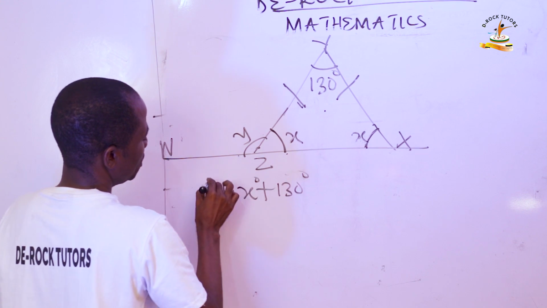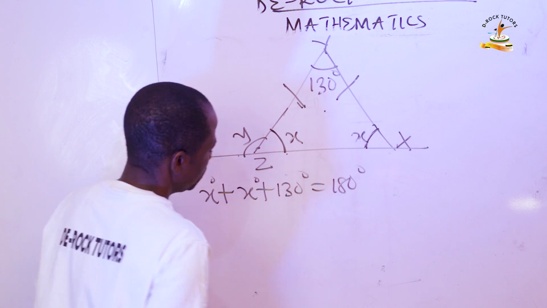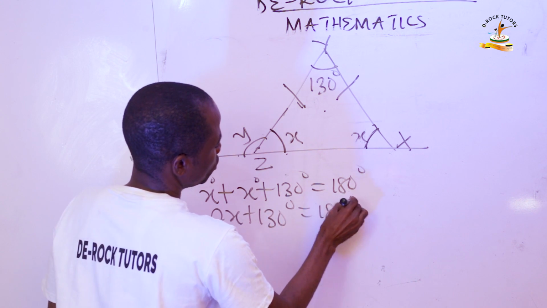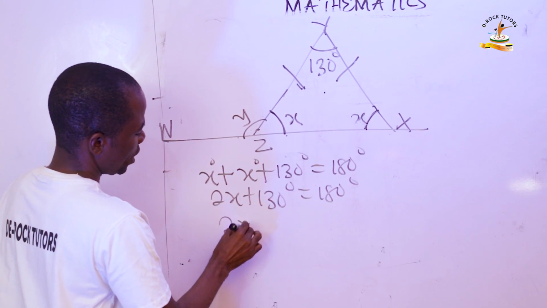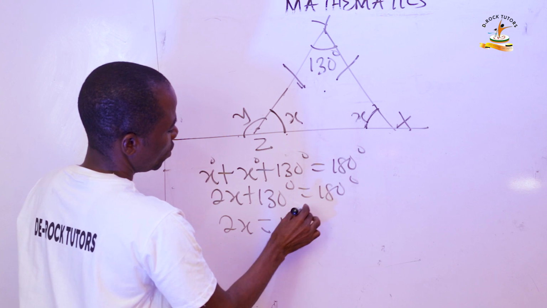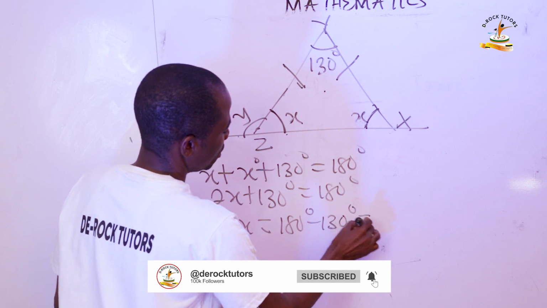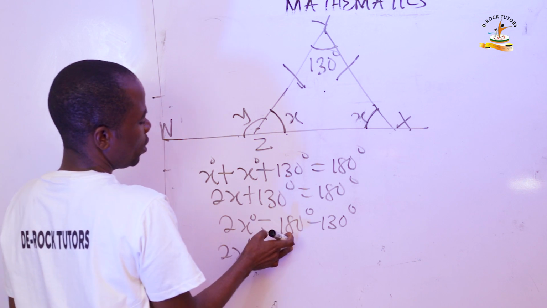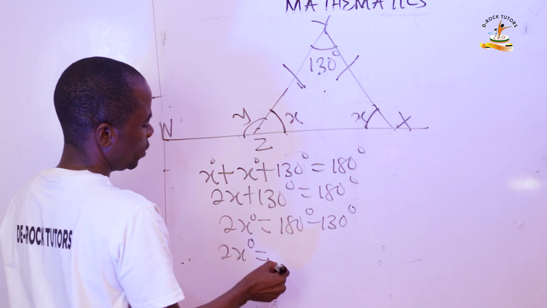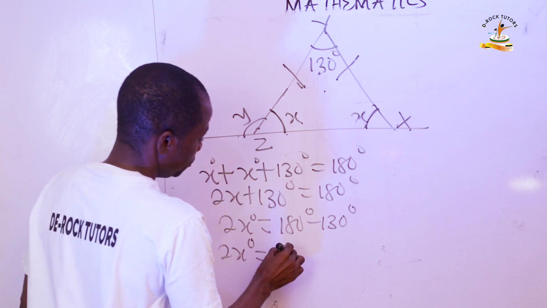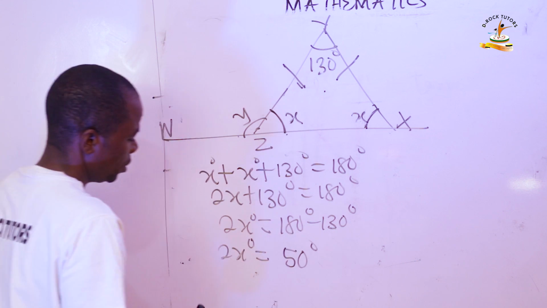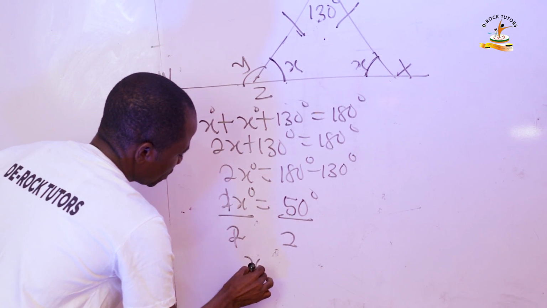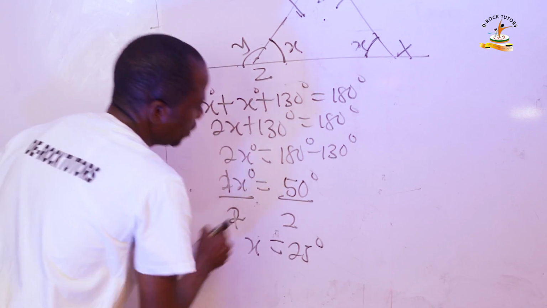So we have X plus 130 degrees plus X degrees equal to 180 degrees. This gives us 2x plus 130 degrees is equal to 180 degrees. And 2x is equal to, if this one is taken to the opposite side, 180 degrees minus 130 degrees. And 2x degrees will now give us 180 minus 130, which is 50 degrees. And we divide by 2. So x will now give us 25 degrees.